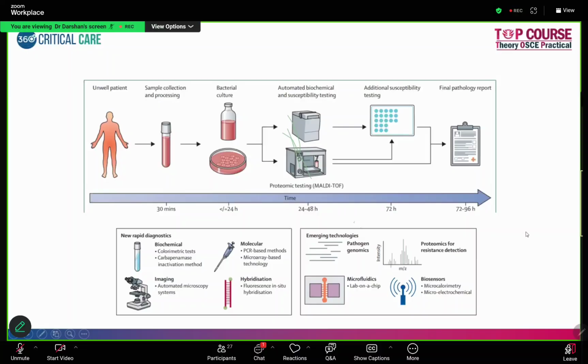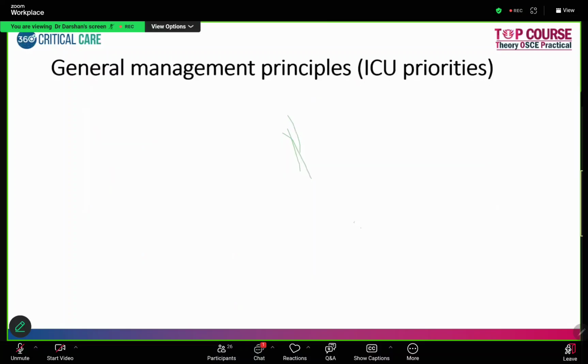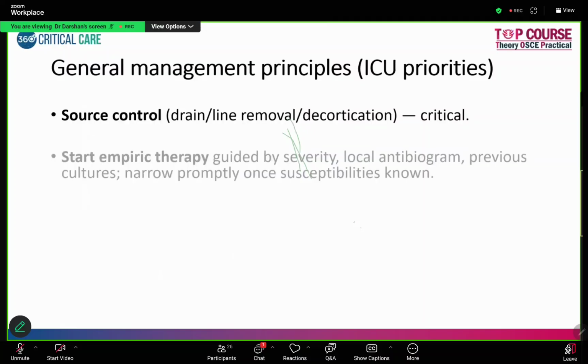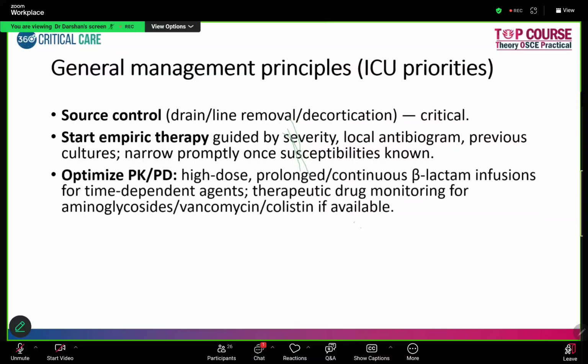So getting the resistance pattern is not important. The problem is to treat them. That is the whole underlying statement for resistant organism management, that is your MDR or XDR or PDR. Coming to general principles in management, I told you earlier, you have to write this also in your theory paper.